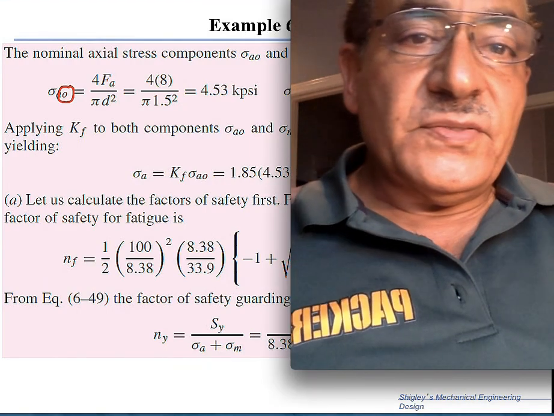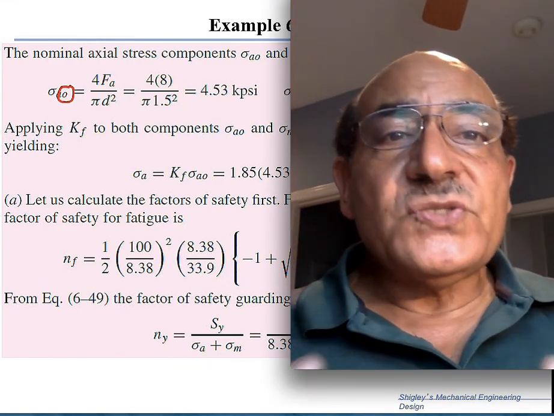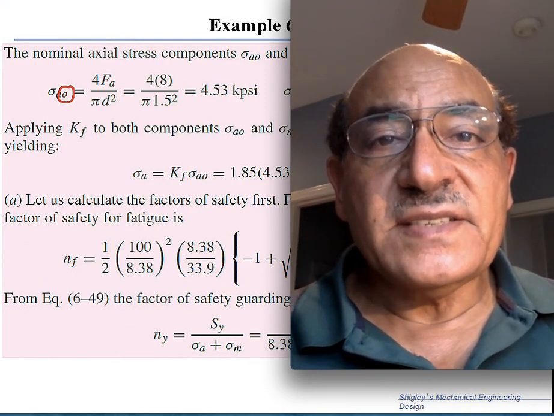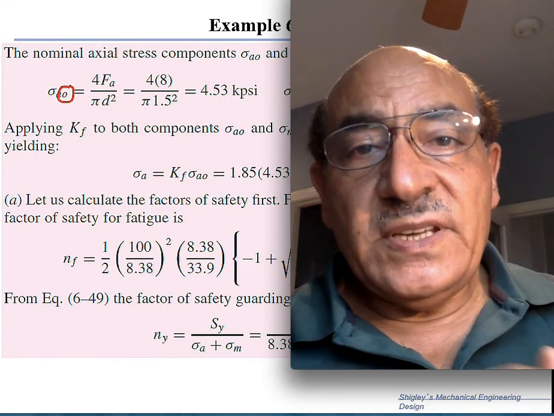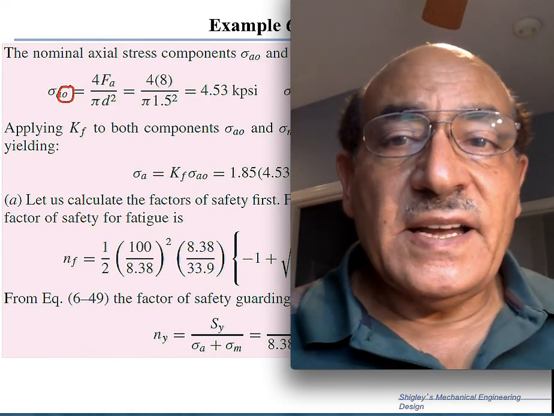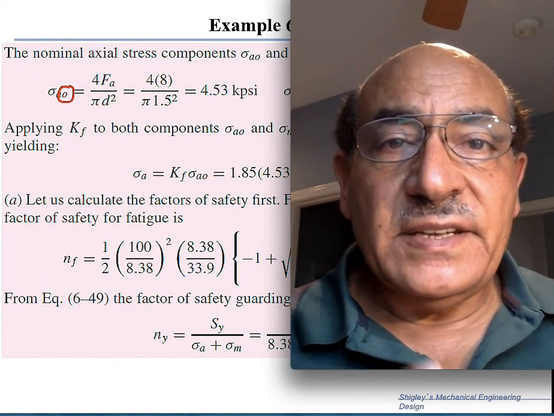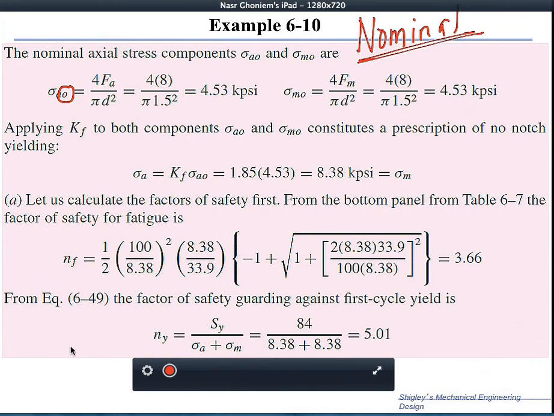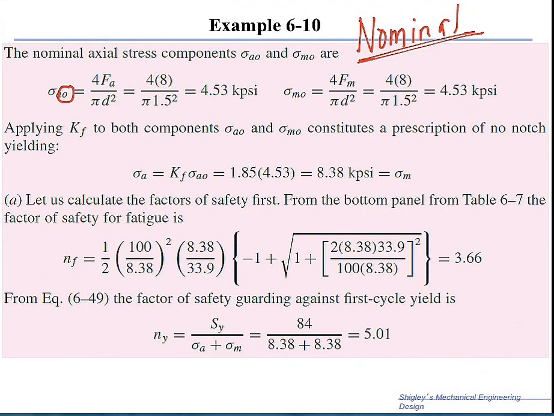So the idea here for the nominal is that we assume that we don't have any stress concentration. First, calculate the stresses, and then when we use them in the design, we amplify the nominal by the stress concentration factors. So the nominal is the force divided by the area, gives us, for the alternating, 4.5 KSI, and for the mean gives us another 4.5, the same.